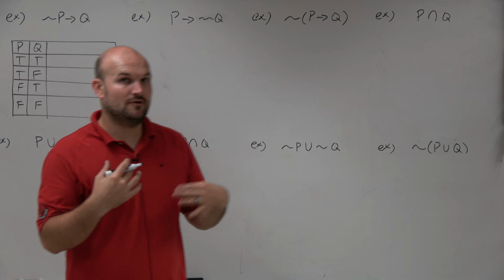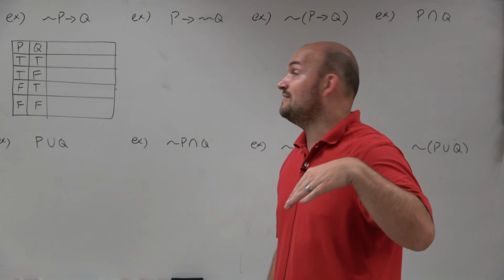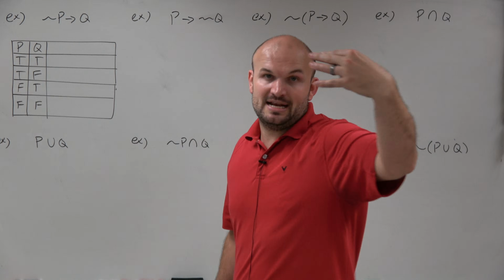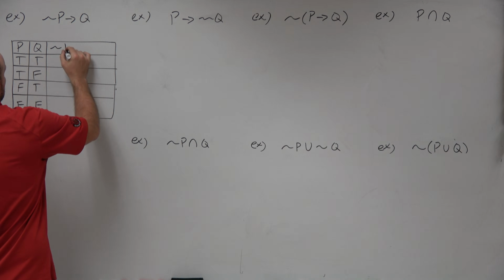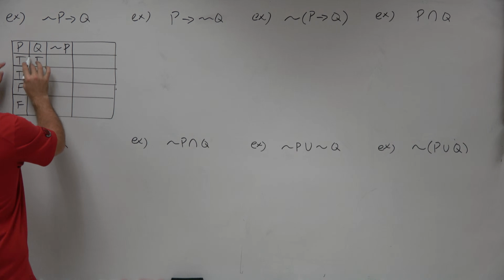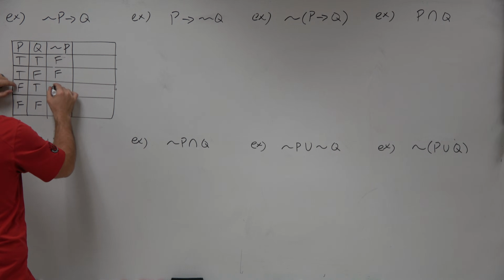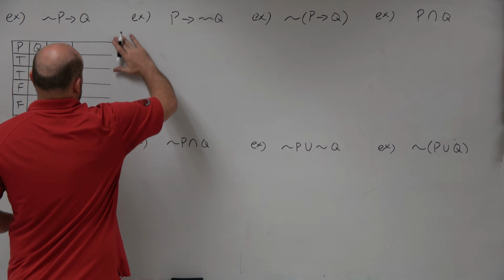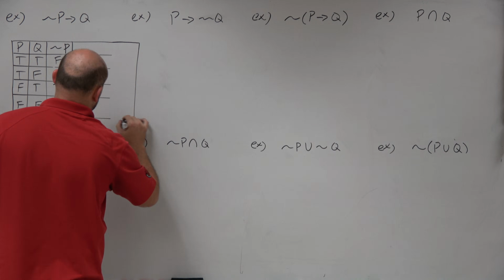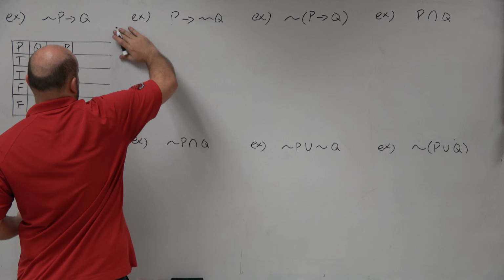Now again, if we were just looking for if P then Q, that would be your conditional statement. But you can see here, they're looking for if not P, then Q. So we need to figure out the negation of P. I'll create a new column here for the opposite of P. That's just going to be the opposite of all these. So the opposite of true is false, false, true, true.